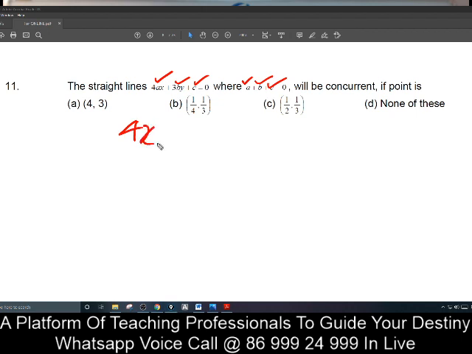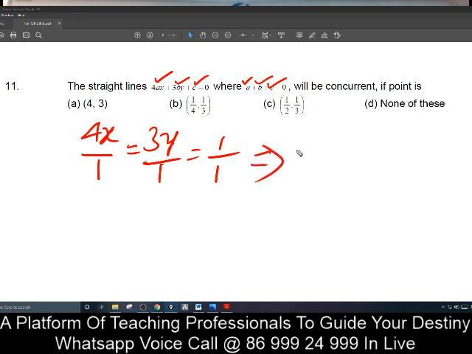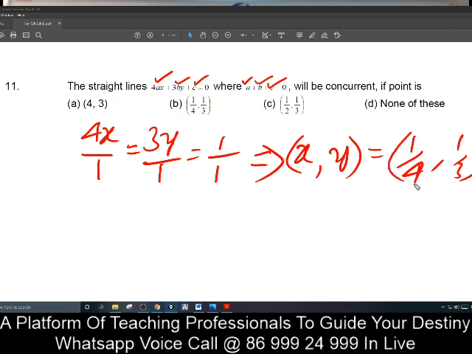Coefficient of a is 4x here, coefficient of a is 1 here. Coefficient of b is 3y here, coefficient of b is 1 here. Coefficient of c is 1 here, coefficient of c is 1 here. That's all. You'll get x comma y now: 1 by 4 comma 1 by 3. That's it. This is the short form of doing it. B is the answer.